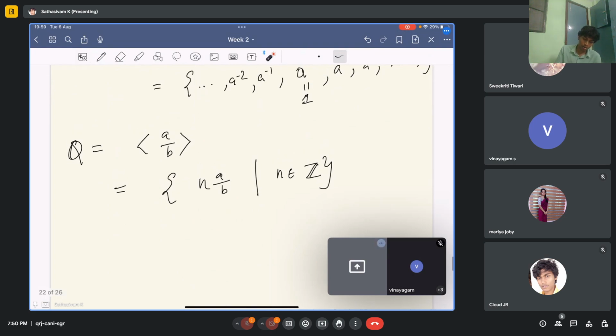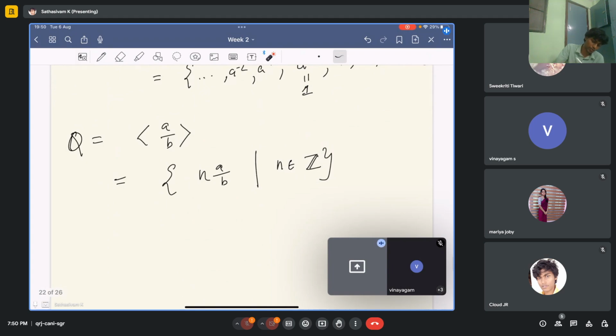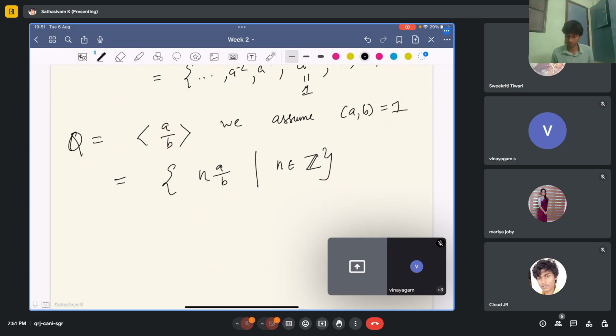Moreover, what we can assume is that they are in reduced form. We can assume that A and B are coprime. If it is not coprime, just divide by the common factor and make it coprime. This is not anything serious because we can always make it coprime.